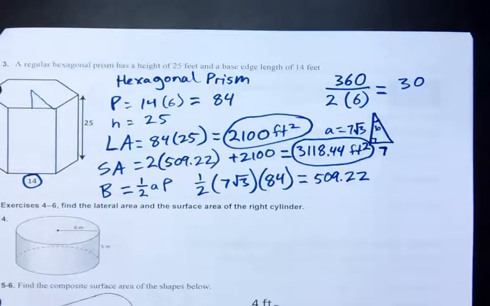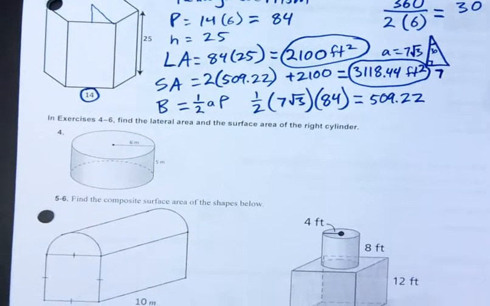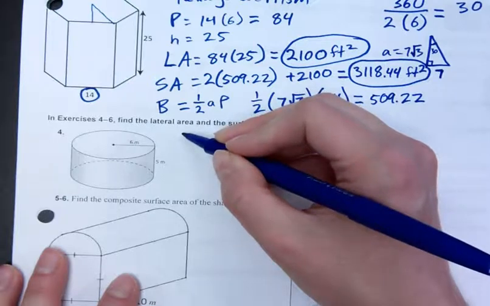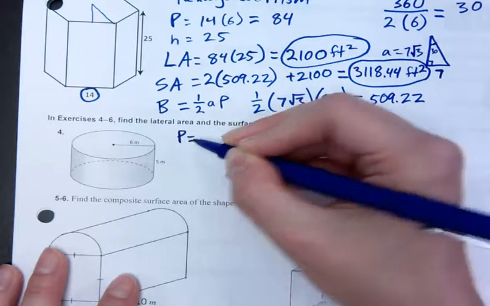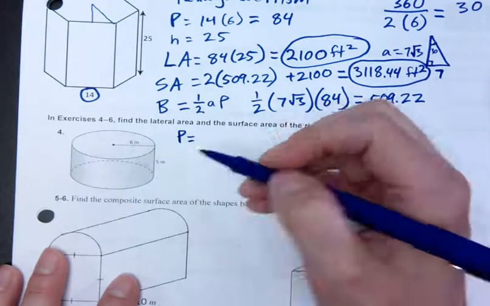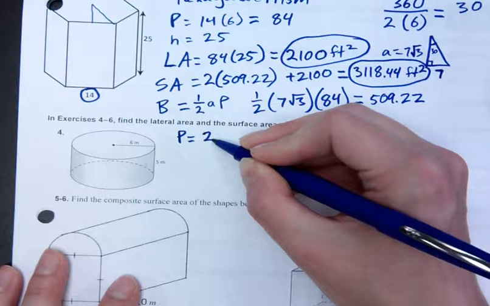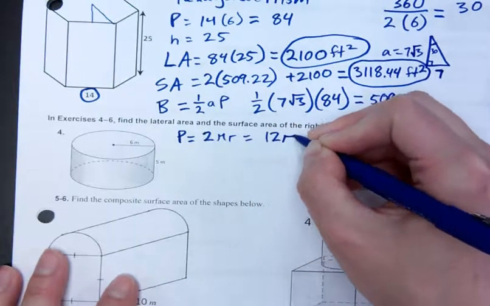So, cylinder, we can still do the circumference. It's just circumference times height. And so, what is my circumference? Or my perimeter or circumference. What do I do with the circle? 12. So it's 2 pi radius, which equals 12 pi.